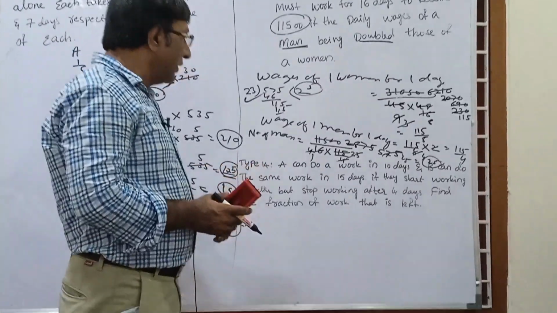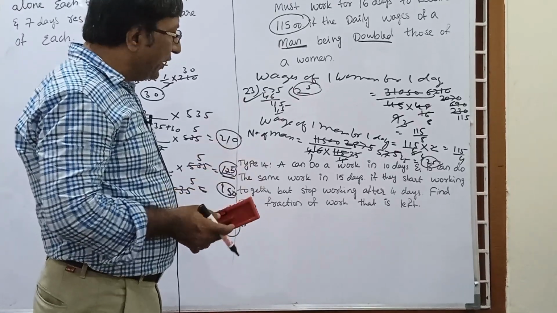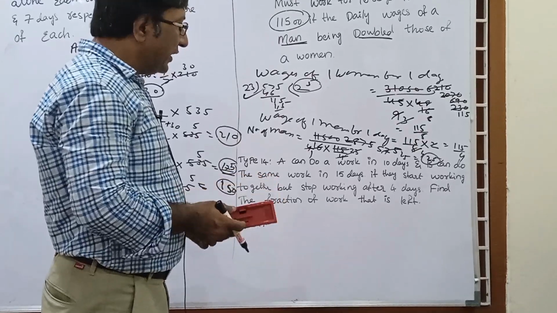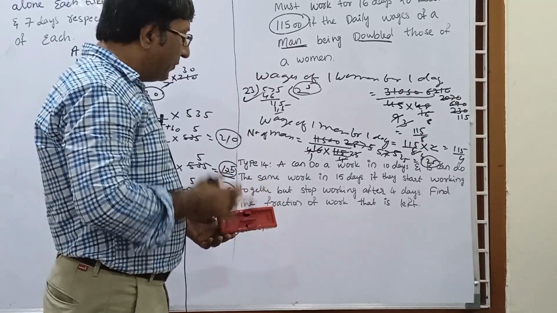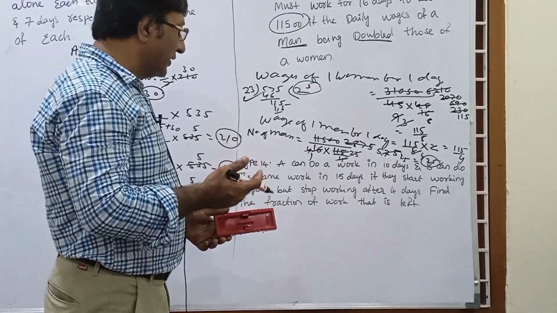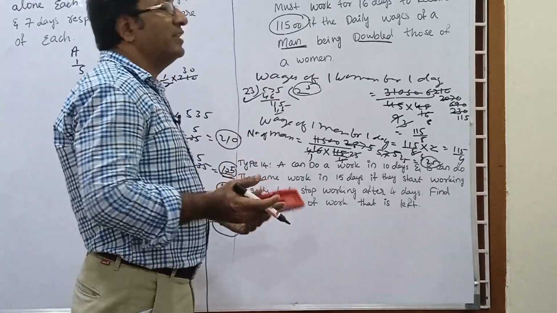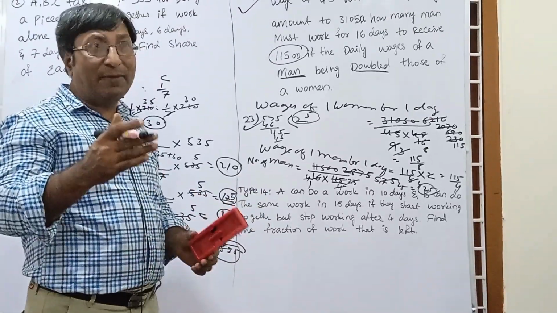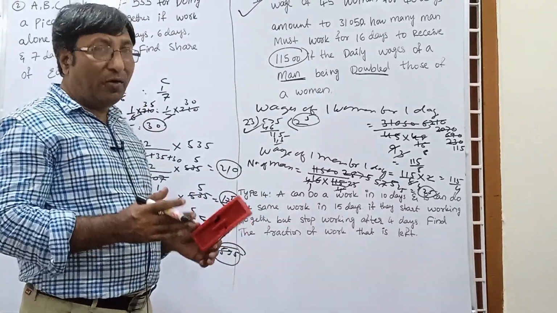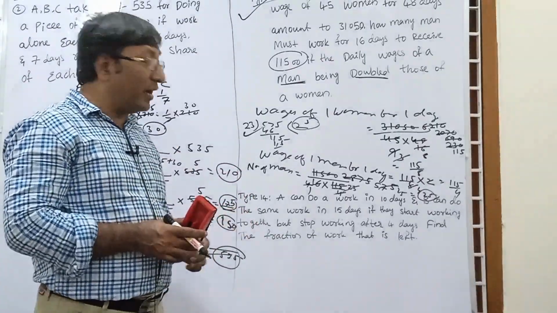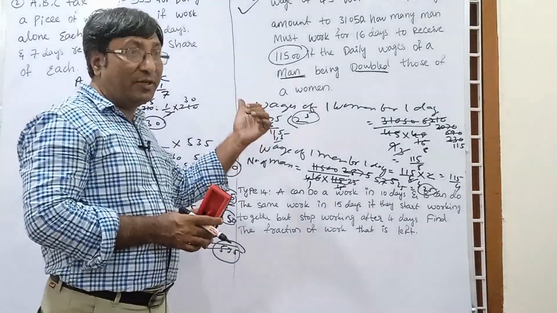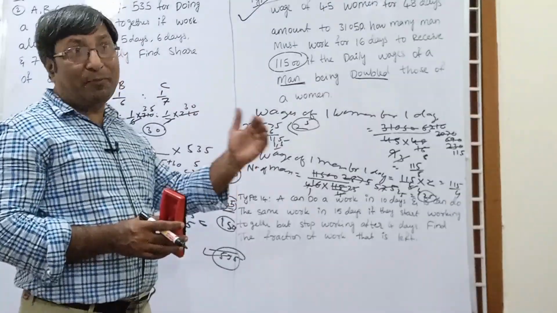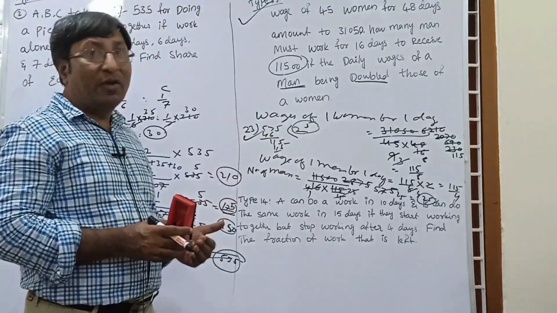Now type number 14. A can do a work in 10 days and B can do the same work in 15 days. If they start working together but stop working after 4 days, find the fraction of work. This is a simple question; we have already done this type of question in type number 1 and 2, the basics. If you have not watched the video of type 1 and type 2 in the previous one, go for that also, because in the previous video we have done up to type 9. We have started this video from type 10.